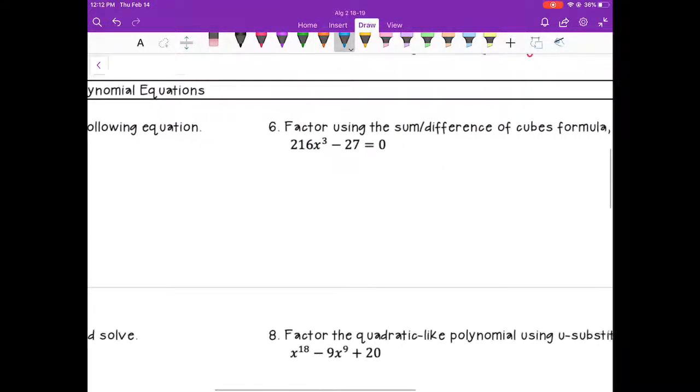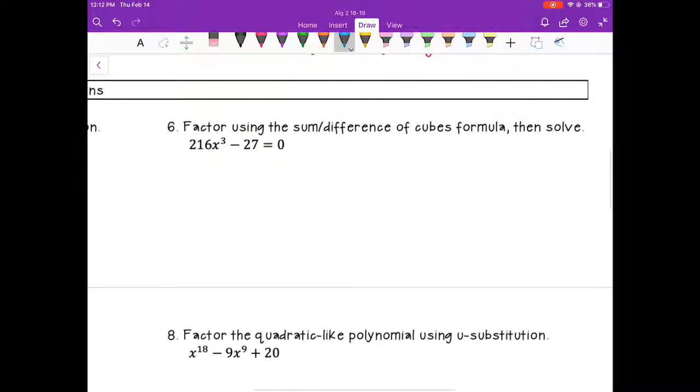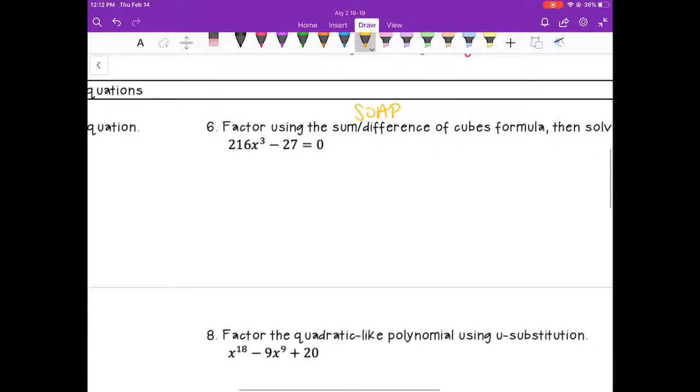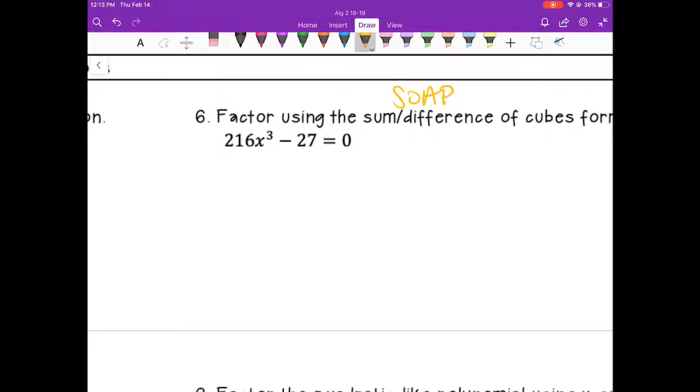Problem number 6, factor the sum and difference of cubes and solve. So that is our SOAP formula. But before we do, remember that whenever we factor, we always check first for an overall GCF. And I guess I didn't in problem number 5, but we confirm, nope, no overall GCF. But in number 6, yes, 216 is a perfect cube. Yes, 27 is a perfect cube. However, we're able to factor 9 out of both of those. So I divide out 9 and set it aside.